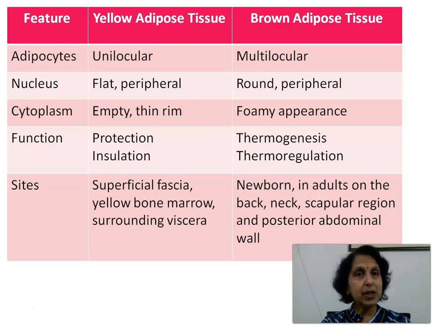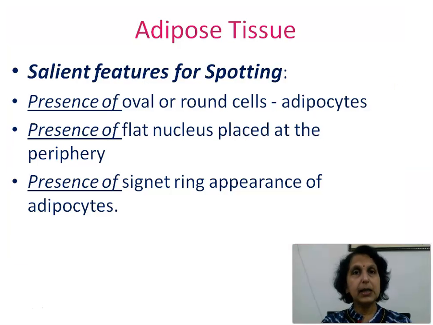The sites of the body where we see yellow adipose tissue are superficial fascia, yellow bone marrow, and it is seen around viscera, while brown adipose tissue is seen in newborns, and in adults it is seen on the back, neck, scapular region and on the posterior abdominal wall. The salient features for spotting here are presence of oval or round cells, that is the adipocytes, presence of flat nucleus placed at the periphery, and presence of signet ring appearance of the adipocytes.